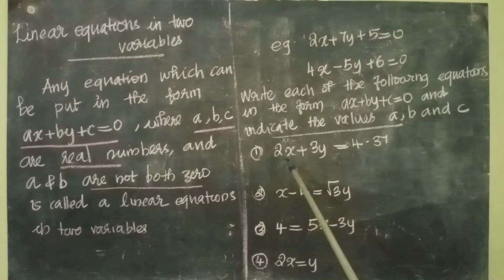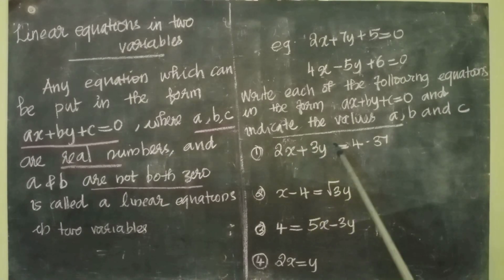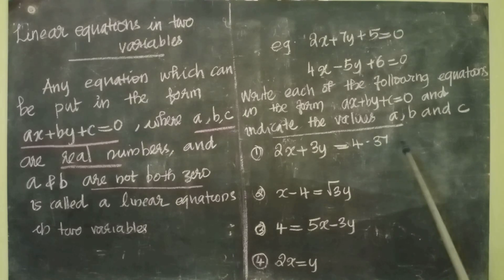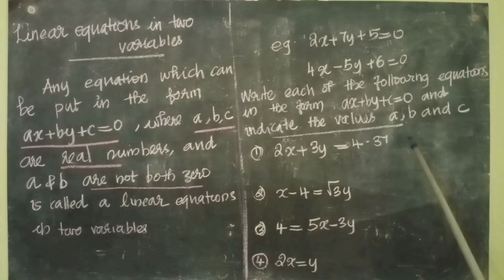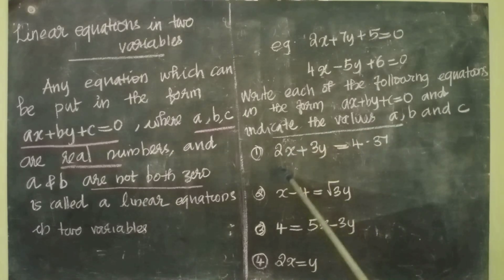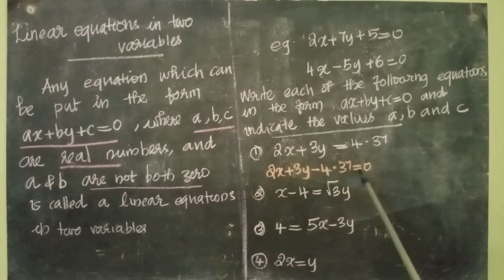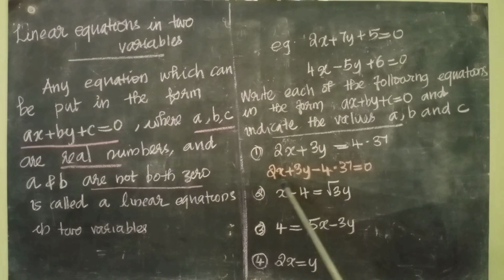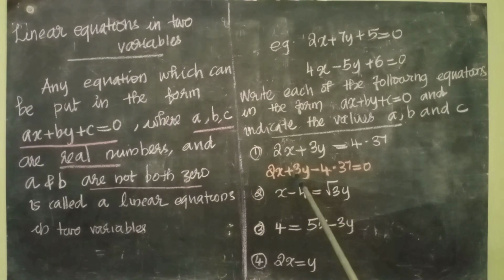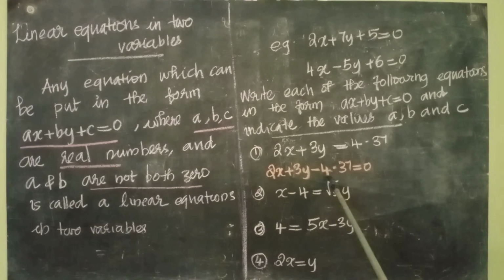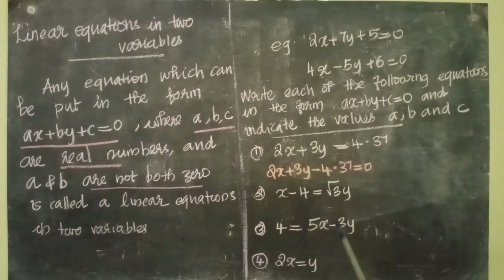First question: 2x plus 3y equal to 4.37. Here our c is on the right side. Take that also to the left side. So how can we write? We can write it as 2x plus 3y minus 4.37 equal to 0. Here a equal to 2, b equal to 3, c equal to minus 4.37.